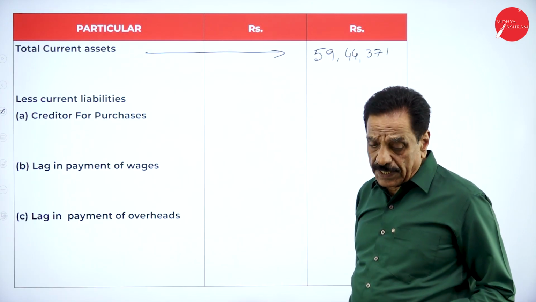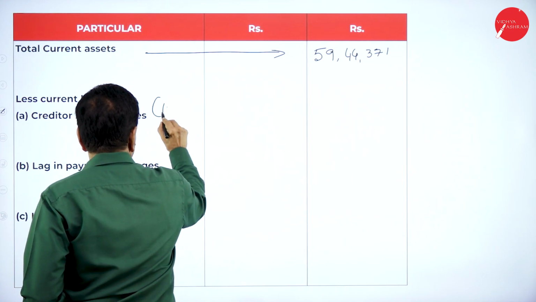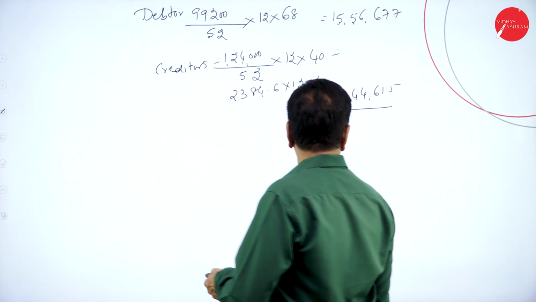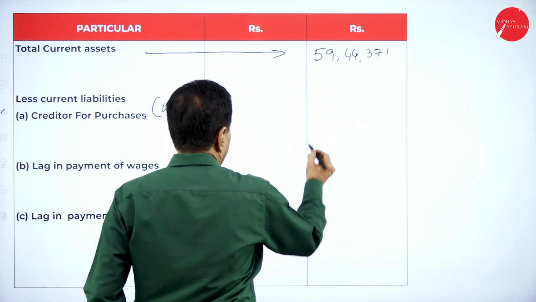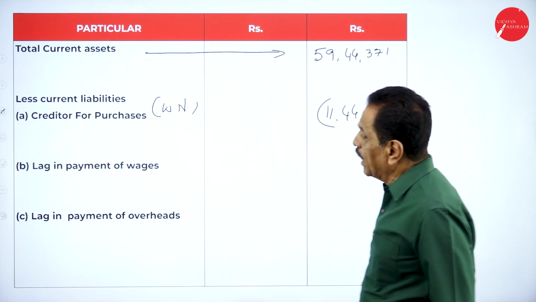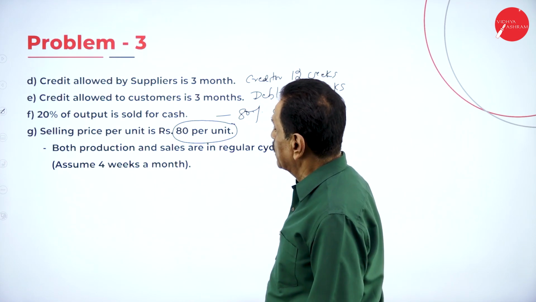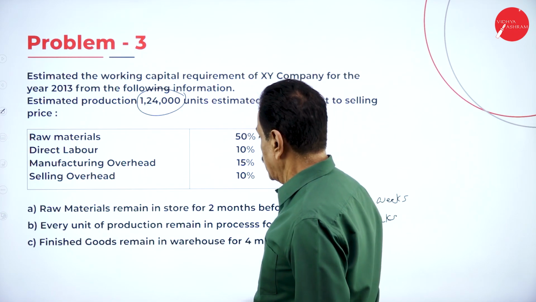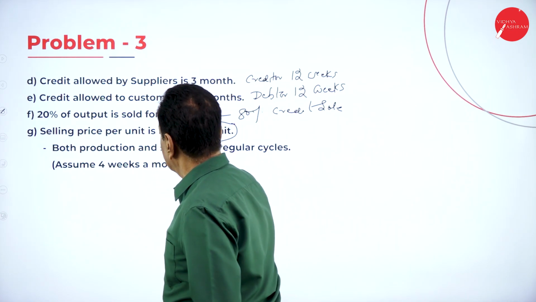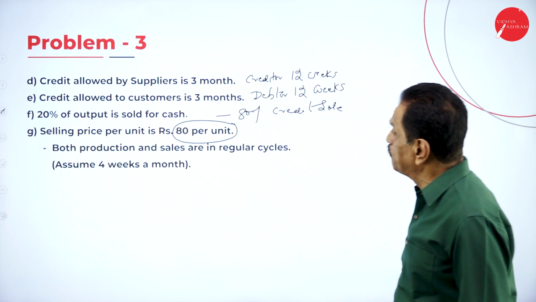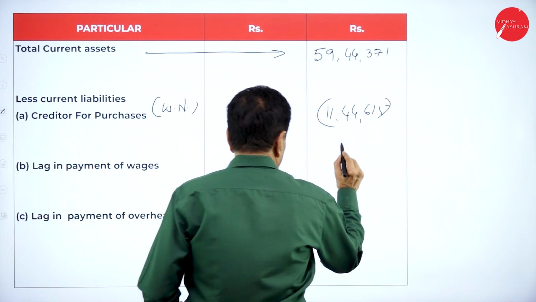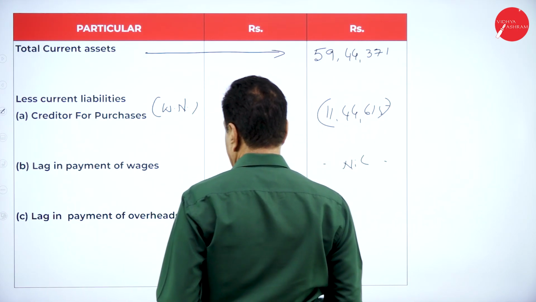So creditor for purchases, the working note we have done. In the working note, creditor is 11 lakh 44,615. Then lag in payment of wages. Credit allowed by supplier is over, selling price per unit is over. No lag in payment. Nil.